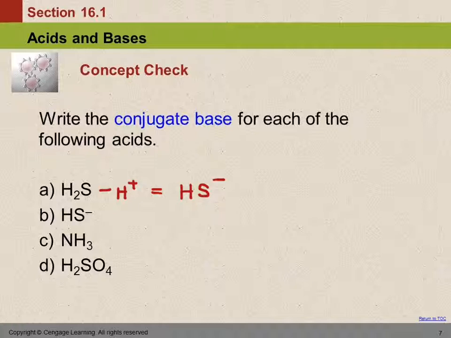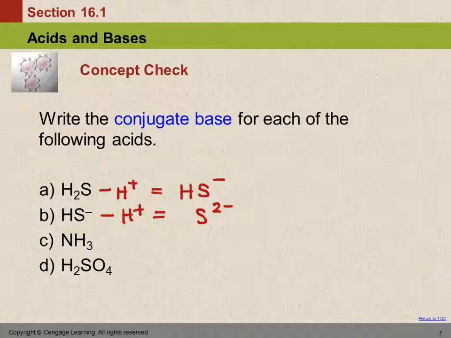How about HS-? That also has a conjugate base. I'm going to subtract a hydrogen ion from it. So now that one hydrogen is gone, so I've just got S, and the charge is going to go more negative by 1, so it'll be 2-. So HS- and S2- are a conjugate acid-base pair.